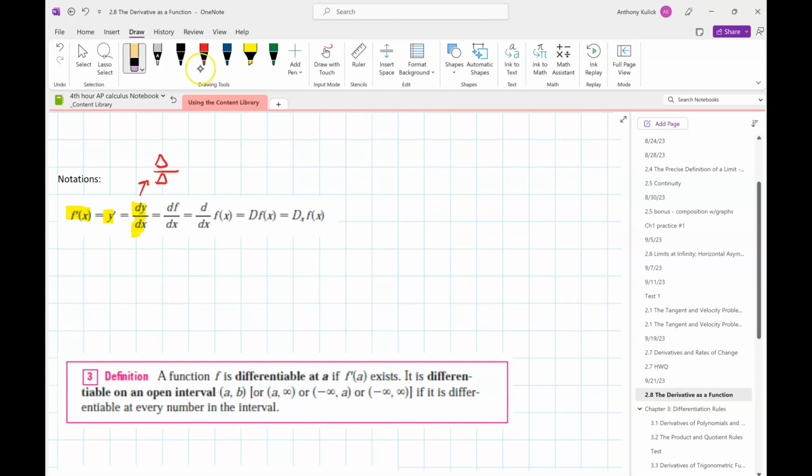Looks like slope, doesn't it? Dy dx just looks like delta y over delta x. That's slope. That's what the derivative is, right? It's just the slope of the tangent lines.